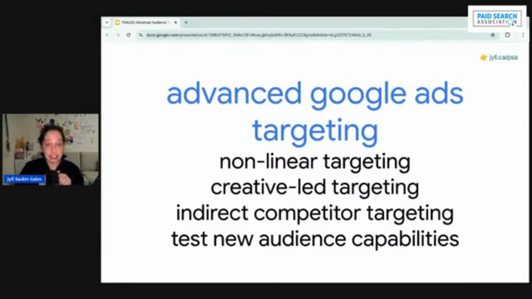Nonlinear targeting, finding another way to get to your target audience. Creative-led targeting, having ad creative that appeals to your target audience and repels your not target audience. And indirect competitor targeting, finding the non-brand searches your competitor ranks for and using them for your audience and content targeting strategies. And of course, always testing new audience capabilities in Google Ads, like Google Engaged Audiences or conversion-based customer lists. Thank you so much.